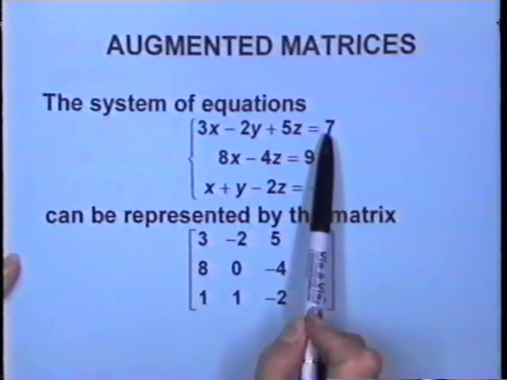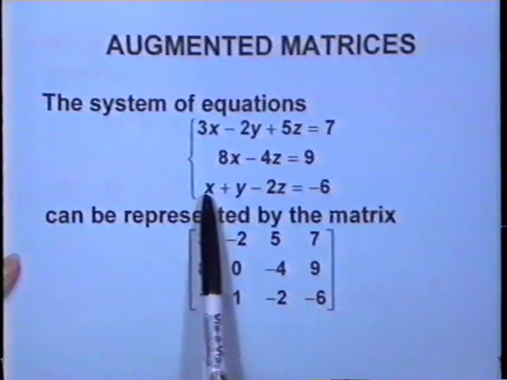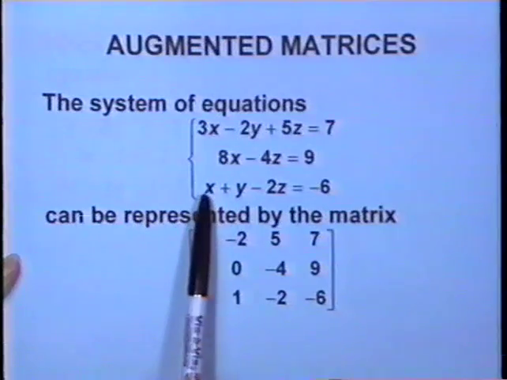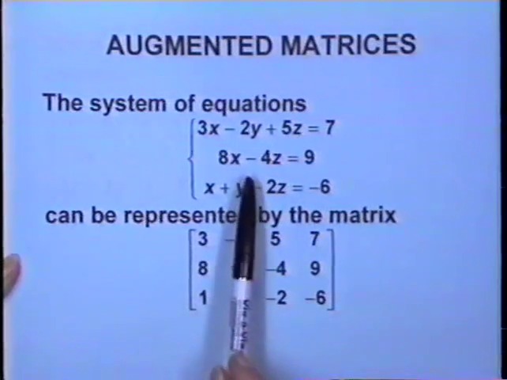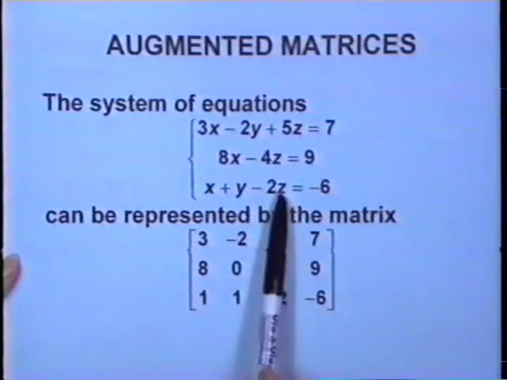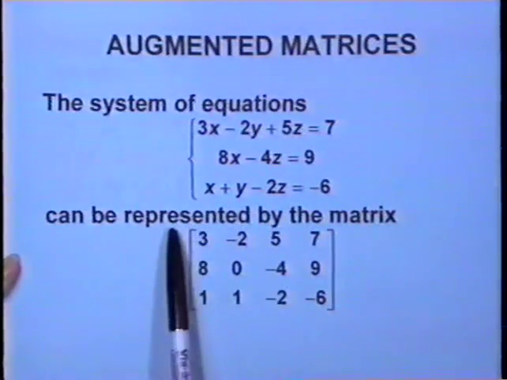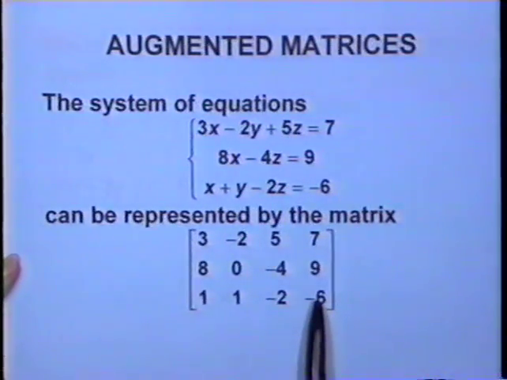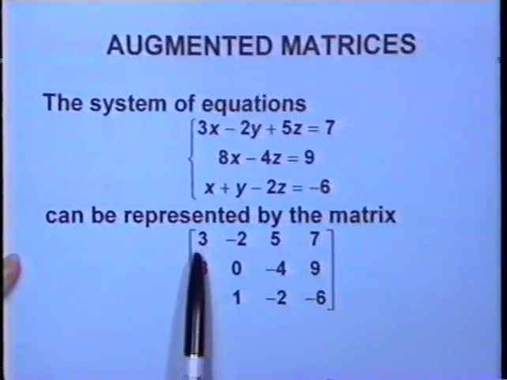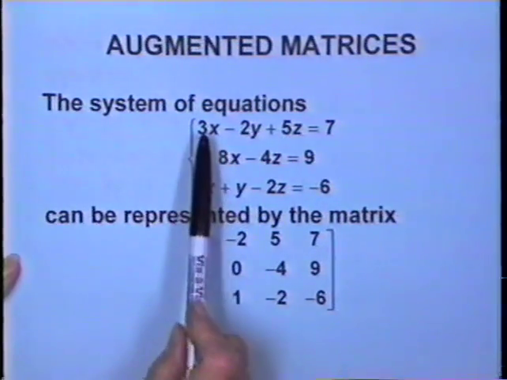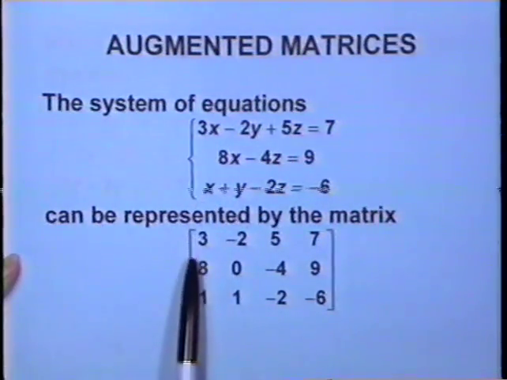You'll also want to be sure that each equation in your system has the variables in the same order. Notice we have x first, y is second, and you'll notice y does not appear in that second equation, and then we have z. Each row in this matrix represents one of our equations. Notice that the first column of this matrix are the coefficients of x, 3, 8, and 1.